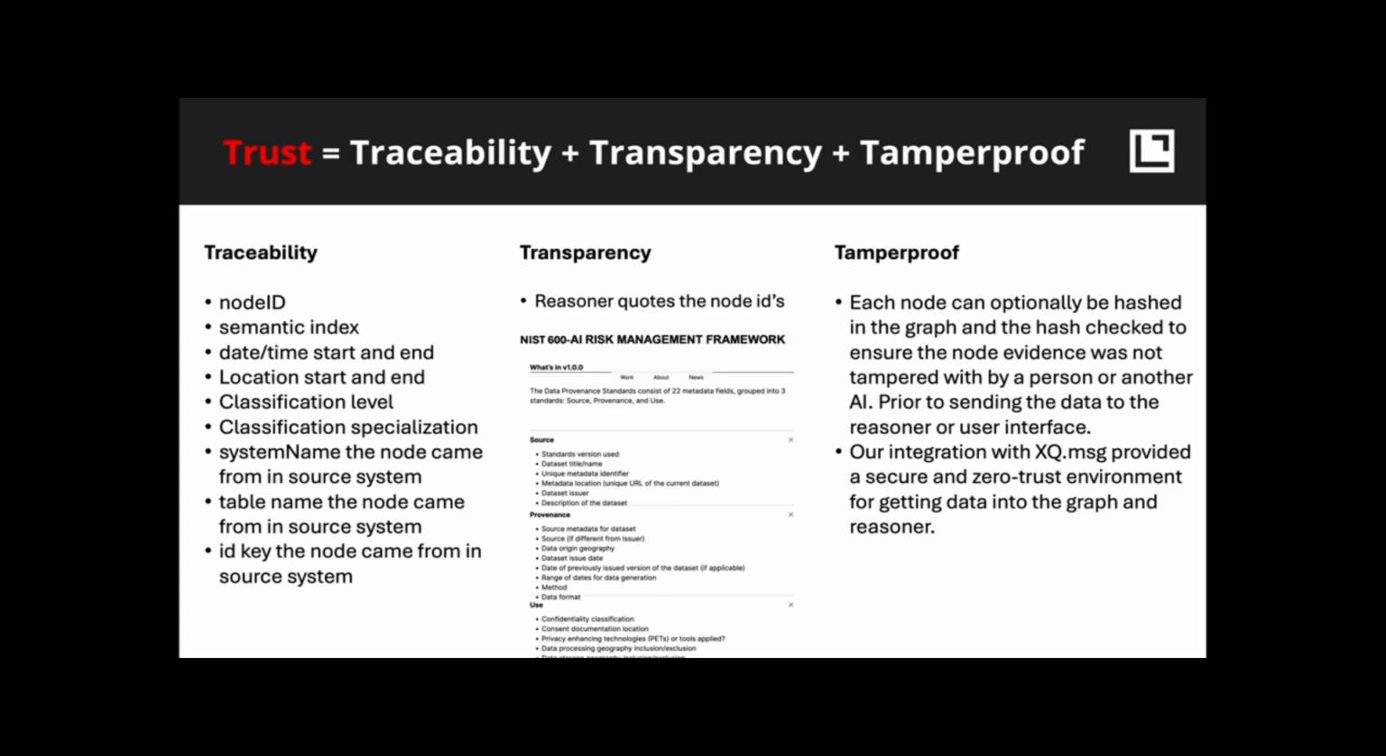We also have an integration with XQ Message, which really brings up our ability to provide secure transport of data into our system. And then once the data is in our system, we can use XQ to make sure we're reasoning over the correct security level of the information in the system.